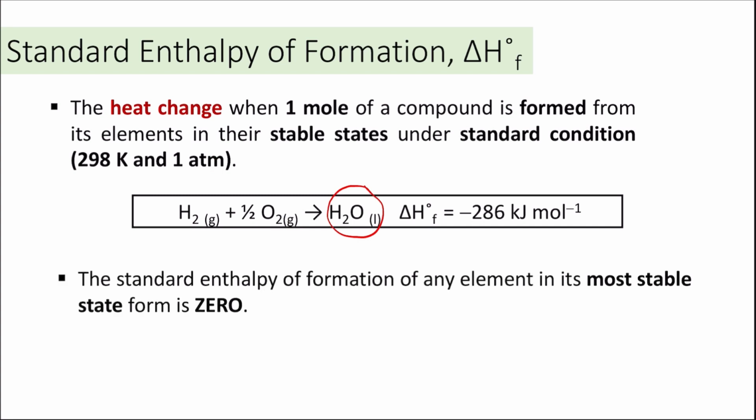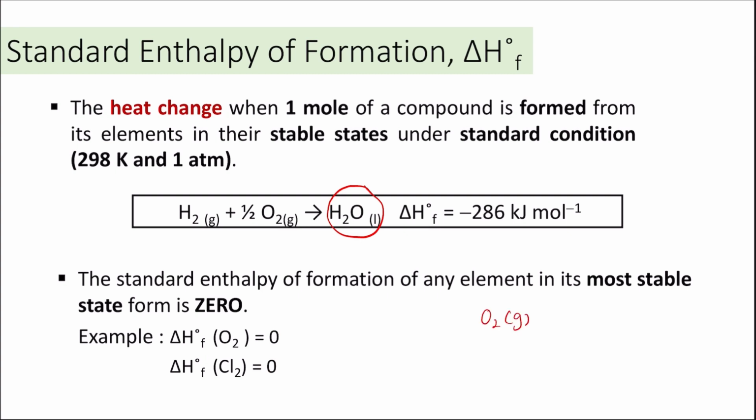And then the next point awak kena faham adalah standard enthalpy of formation of any element in its most stable state adalah 0. Apa maksud this one? Let's say saya ada delta H not F oksigen ataupun Cl2, dia memang akan sentiasa jadi 0. Kenapa benda ni boleh terjadi? Contohnya kalau saya nak hasilkan oksigen gas.